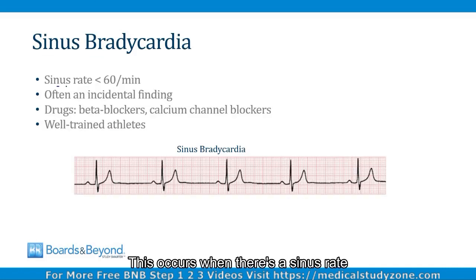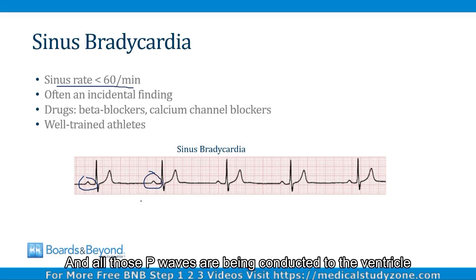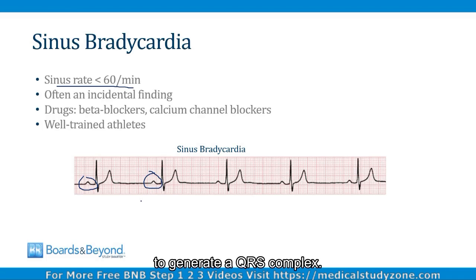So now let's talk about sinus bradycardia. This occurs when there's a sinus rate at less than 60 beats per minute, meaning that P waves are being generated at a rate of less than 60 per minute, and all those P waves are being conducted to the ventricle to generate a QRS complex.